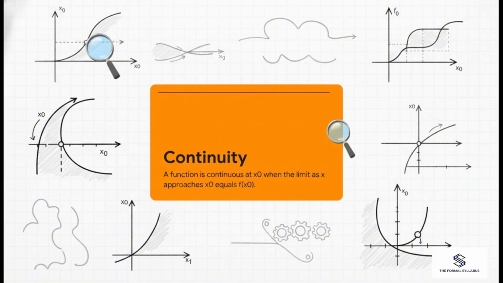Continuity basically means that as you trace along the graph and approach a specific point from either the left or the right side, the limit you are approaching is exactly equal to the actual value of the function at that exact spot. Simply put, there can't be any missing pieces.